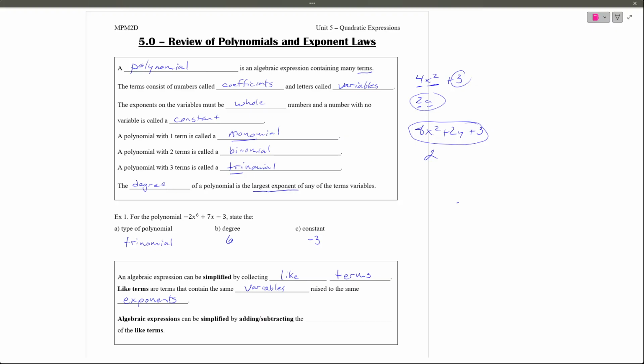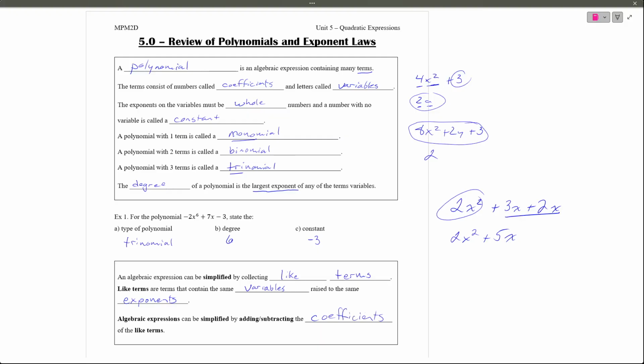So for example, if I have 2x squared plus 3x plus 2x, these would be like terms. I could combine them because they both have variables to the same exponent. This one is going to be all on its own. It's got a different degree, so I can't touch it. So algebraic expressions can be simplified by adding or subtracting the coefficients of the like terms. So this one over here would become 2x squared plus 5x. So I add or subtract the coefficients, the numbers in front.